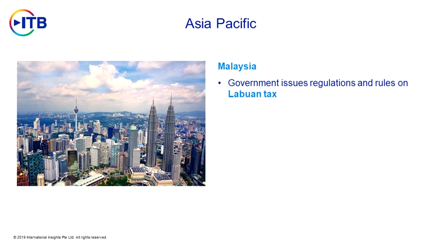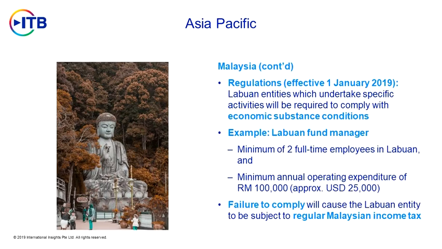And in Malaysia, the government has issued regulations and rules in regard to the tax position of Labuan, as announced in the 2019 budget. Firstly, under regulations which are effective the 1st of January 2019, Labuan entities which undertake specific activities will be required to comply with economic substance conditions.